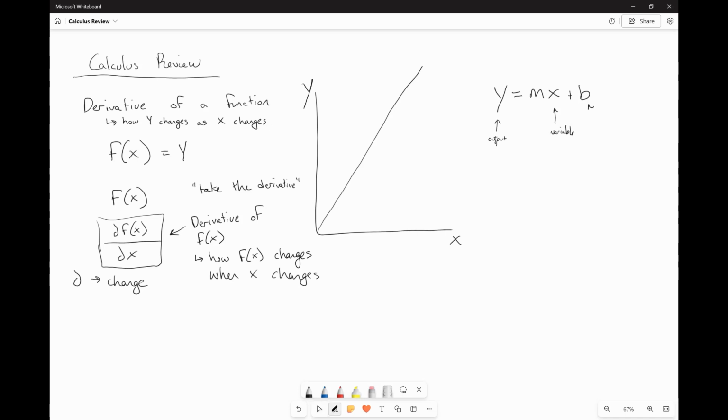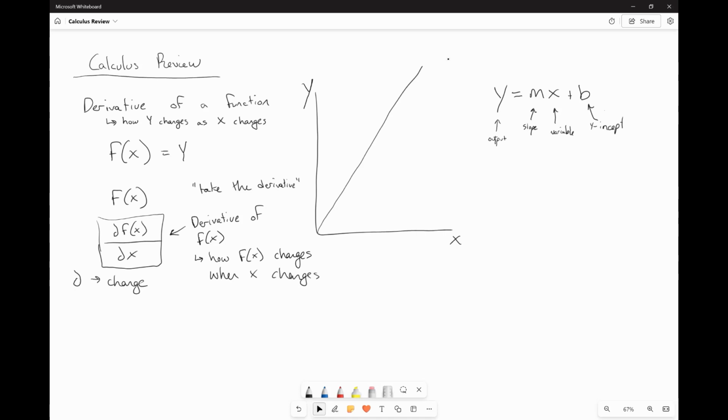You'll remember b, this is the intercept, or sometimes we'll say the y-intercept. It's the point where the line crosses the y-axis when x equals 0. And you'll remember that m is the slope.